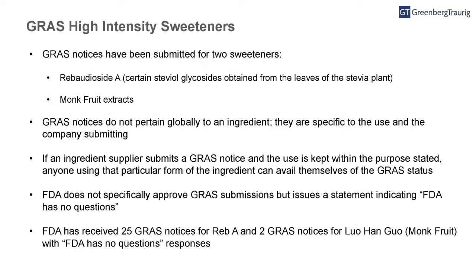If an ingredient is not an approved food additive or GRAS by regulation, a company may also establish the GRAS status of an ingredient through the self-affirmation process. GRAS notices have been submitted for 2 different types of sweeteners. A number of GRAS notices have been submitted for Reb A, which is a certain steviol glycoside obtained from the leaves of the stevia plant.